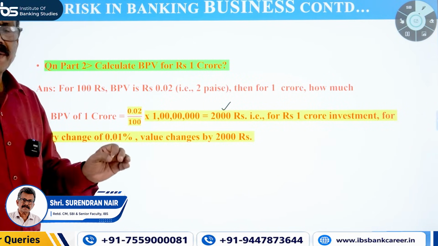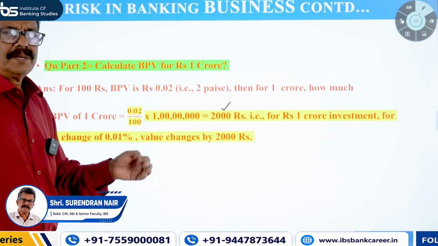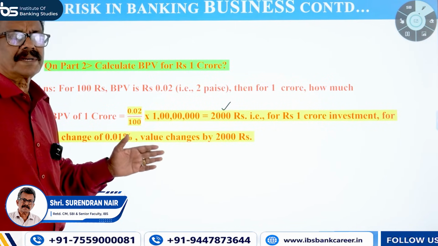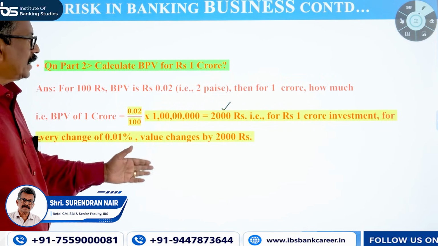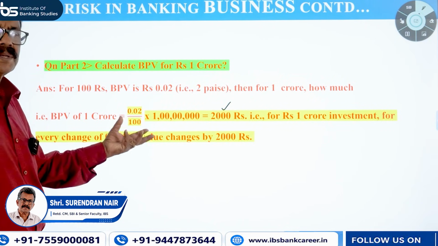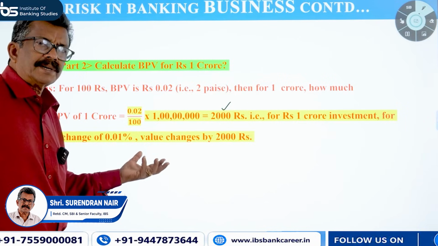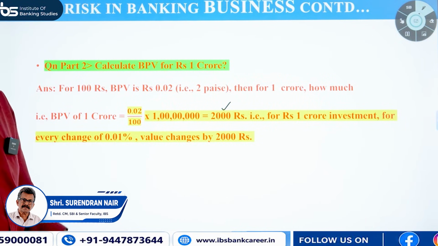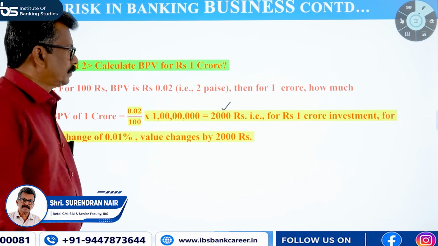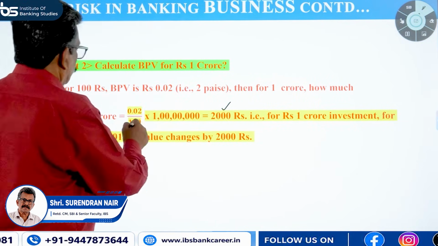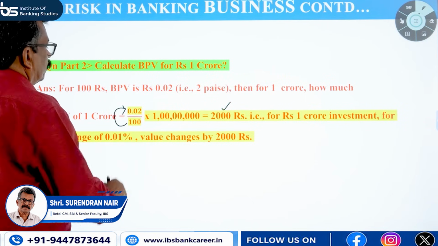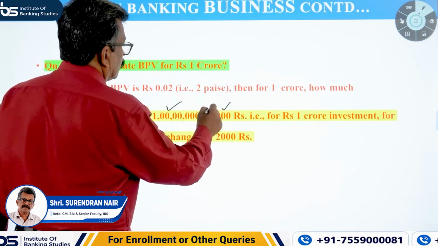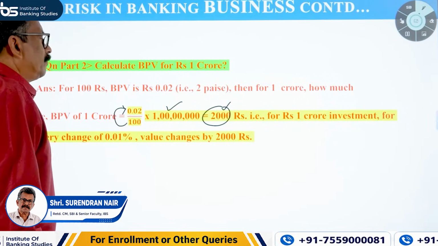The only thing is, you know the formula: change in market price divided by change in market rate into 0.01. Use that formula and find out. If you know the BPV for 100 rupees, for any amount you can find out. In that way questions may come. So for 100 rupees, 0.02 we found out using that formula. Then for 1 crore, 2000 rupees is the BPV.